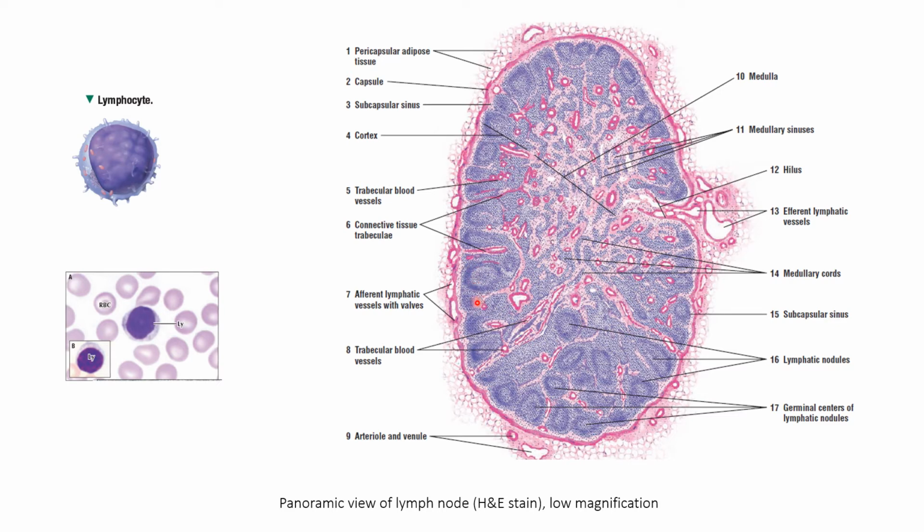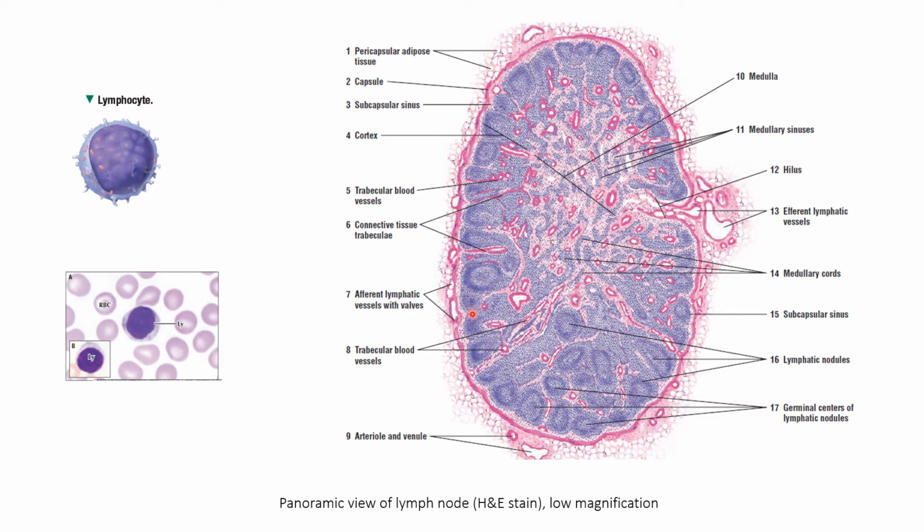So the cortex is studded with these lymphatic nodules, and this is the region of the medulla where there are several medullary sinuses that you see as the pale staining regions here, and around the sinuses you can see again the basophilic dots here, which are nothing but the lymphocytes arranged as cords around the medullary sinuses.